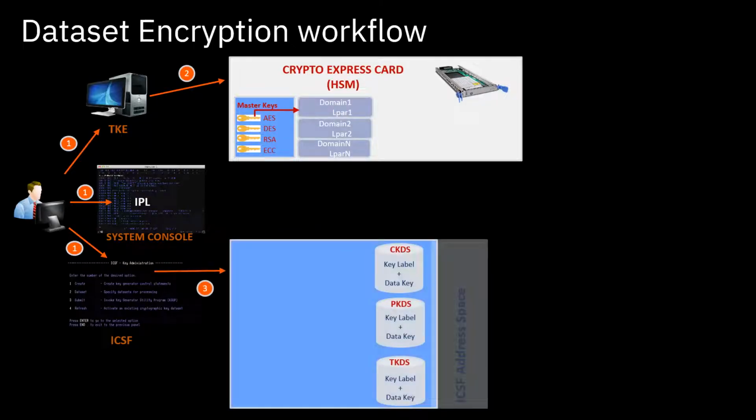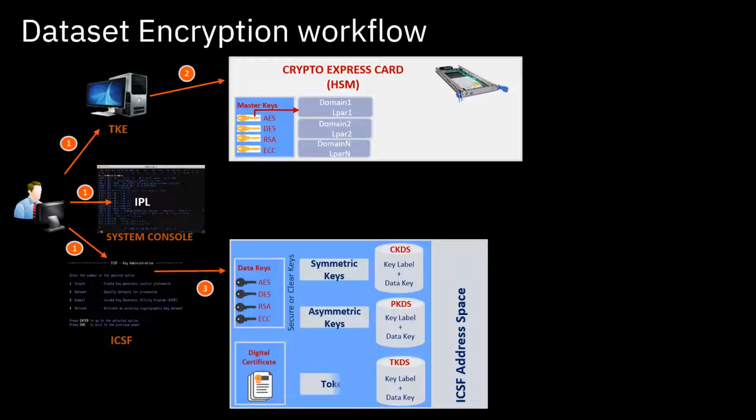By using ICSF, you can define the operational keys to be used with dataset encryption. These operational keys are stored in the VSAM dataset that could be CKDS for symmetric keys, PKDS for asymmetric keys, and TKDS for token keys. The operational keys can be stored in clear or in encrypted mode if encrypted with a master key. We have also the hardware storage area, and when you IPL your system, a wrapping key will be randomly created and stored in the HSA.